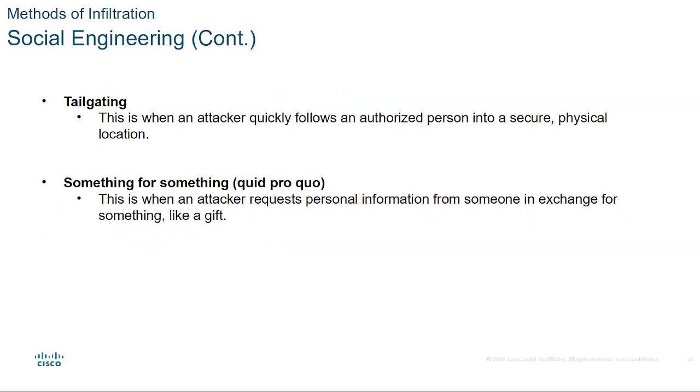Another method that social engineers use is tailgating. Tailgating is when an attacker quickly follows an authorized person into a secure physical location, just like in organizations where you use access cards to open particular doors in the building. Attackers, who can be external, may not have access to that particular door. So when a privileged user with access opens the door, an attacker immediately sneaks in before the door closes.